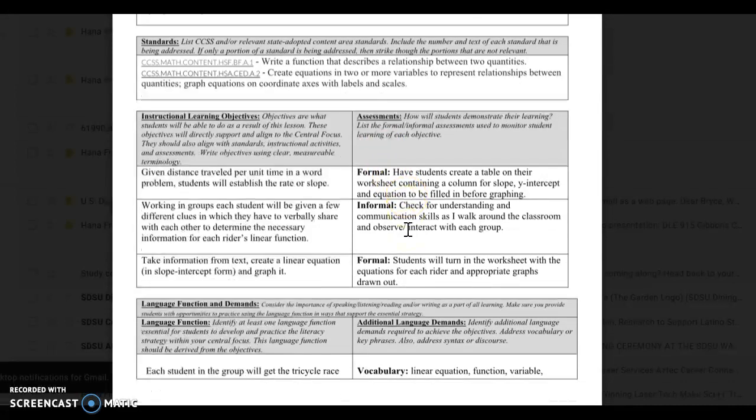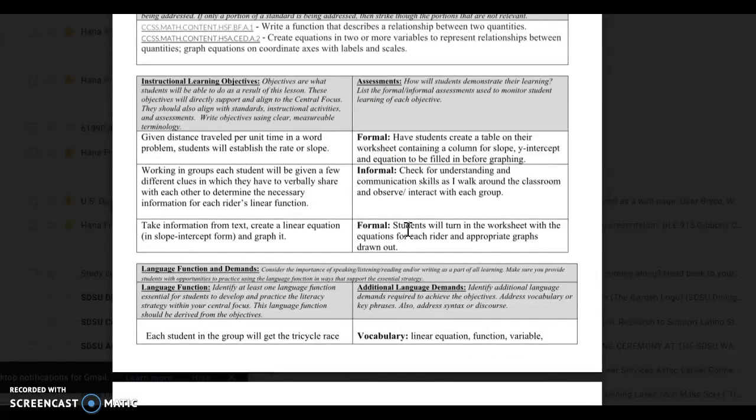And then for the informal assessment, as I walk around the class, I help the students and check on their work. They're in groups of 4, so I make sure that all students are participating and that one student is not dominating the group as a whole. And then the final formal assessment is that students turn in their worksheets, which I will grade and then turn back to them.